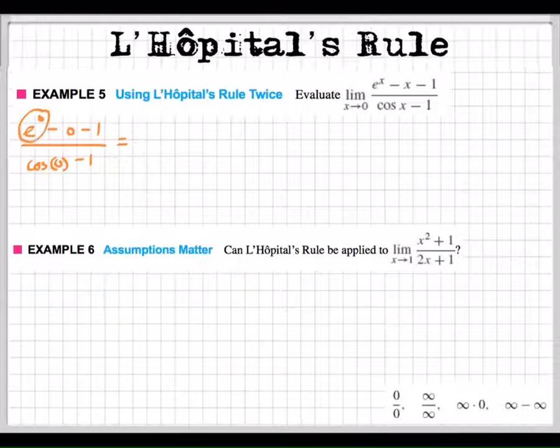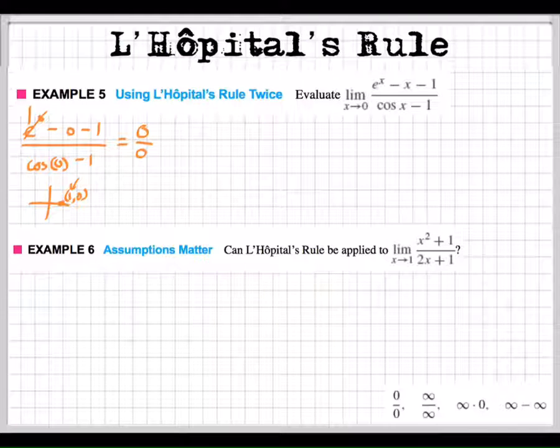On the top, e to the 0 power is 1. And so we have 1 minus 0 minus 1, which is 0. On the bottom, cosine of 0, if you guys remember back to your unit circle days, right here on that point at 0 degrees or 0 radians, we have 1, 0. So that means cosine of 0 is 1. And we subtract 1, we get 0. So we have an indeterminate form. Now we can use L'Hopital's rule.